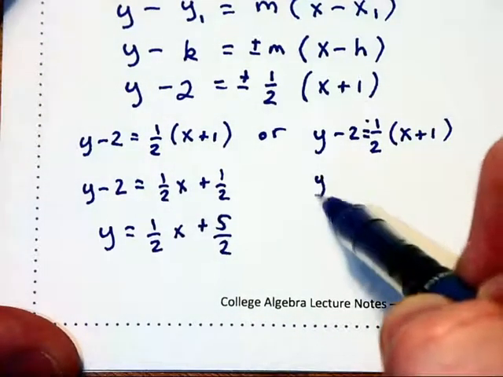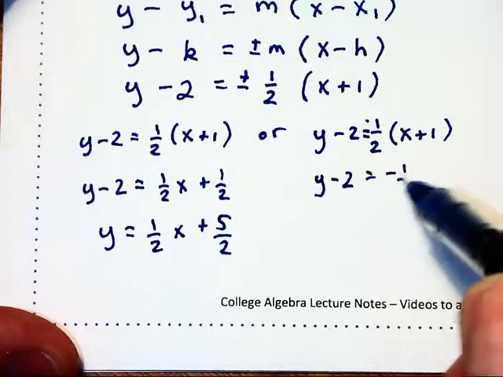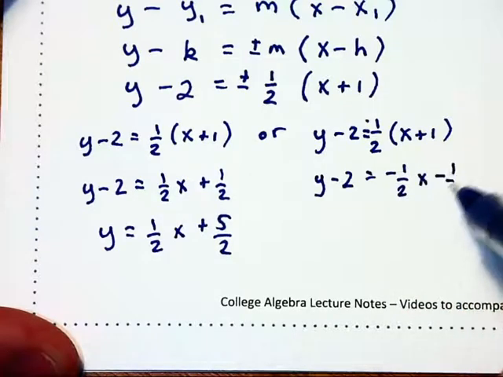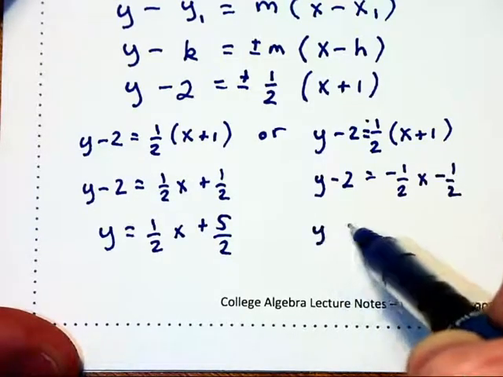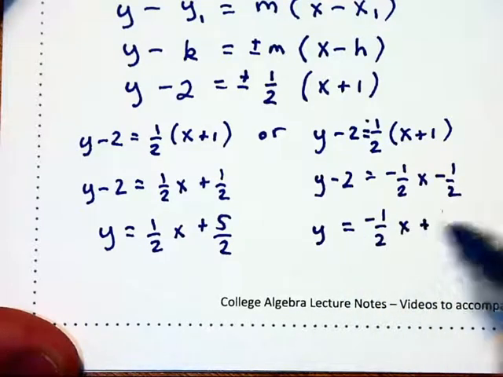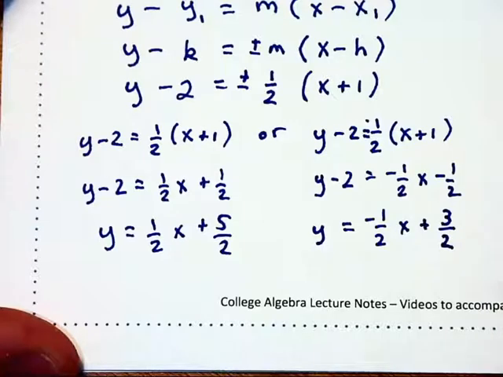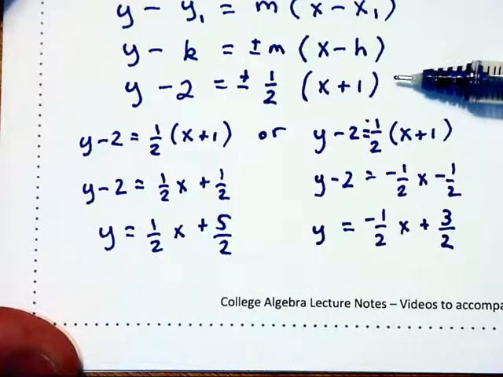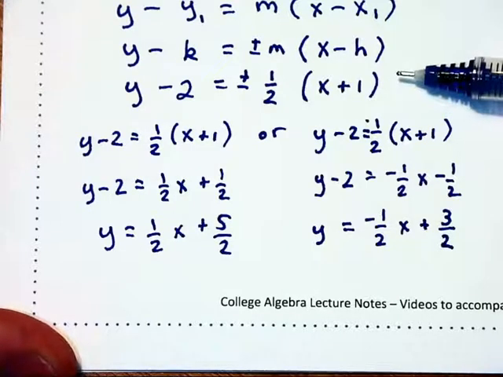The other one, y minus 2 equals -1/2 x minus 1/2. And adding 2 to both sides, we would have y equals -1/2 x plus 3/2. So if you want it written in that form, you can have it written in that form. If you want to leave them in point-slope form combined together, as I've got my pen pointing to that, that is fine also.